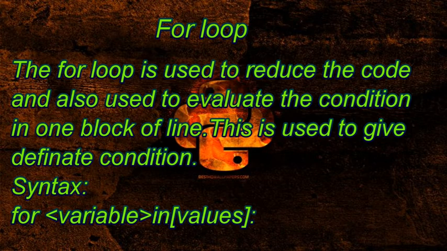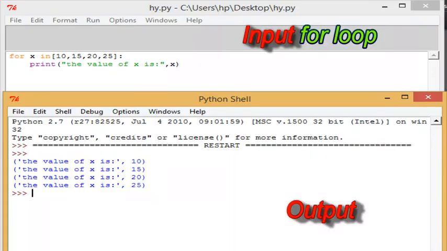So in a for loop, we use the keyword for, then the desired variable, then in, and then brackets to declare whether the value is present in it or not, so that we can declare the desired output. For example, I have written the code over here: for x in 10, 15, 20, 25. Now I need to print the value of x based upon the condition that I have set earlier.